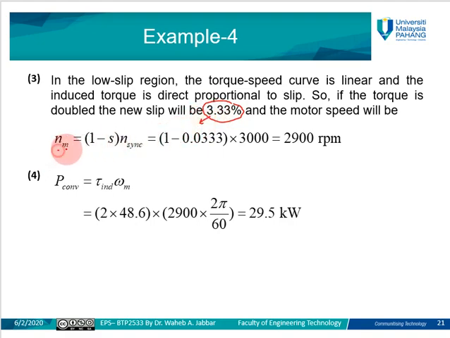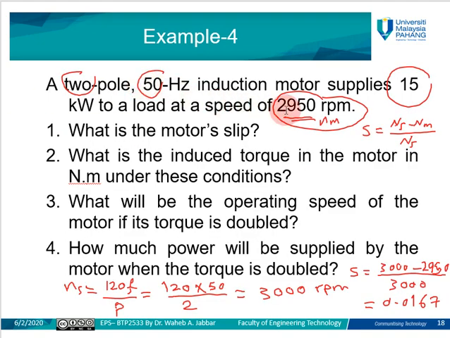So n machine equals (1 minus s), where this s is the new s, times the synchronous speed, which is constant at 3,000. So we can find the value of the new speed, which is 2,900 rpm. So if the torque of the motor is doubled, the machine speed will also decrease a little bit from what it was, 2,950. Here it becomes 2,900.